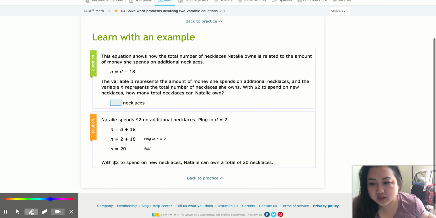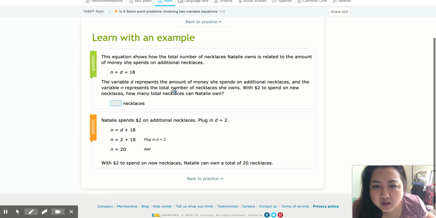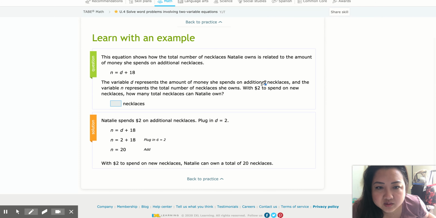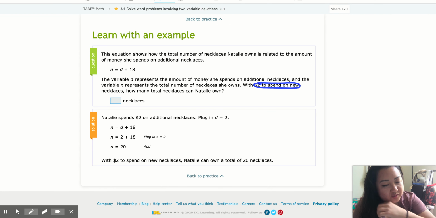So basically, I feel like this is very similar to the other one. We know that she spends $2 on the new necklaces, right? So we need to figure out: is $2 going to be N or D? N is the total number of necklaces that she owns, so that's not what we're talking about. D represents the amount of money she spends on additional necklaces. So we know that D equals 2.